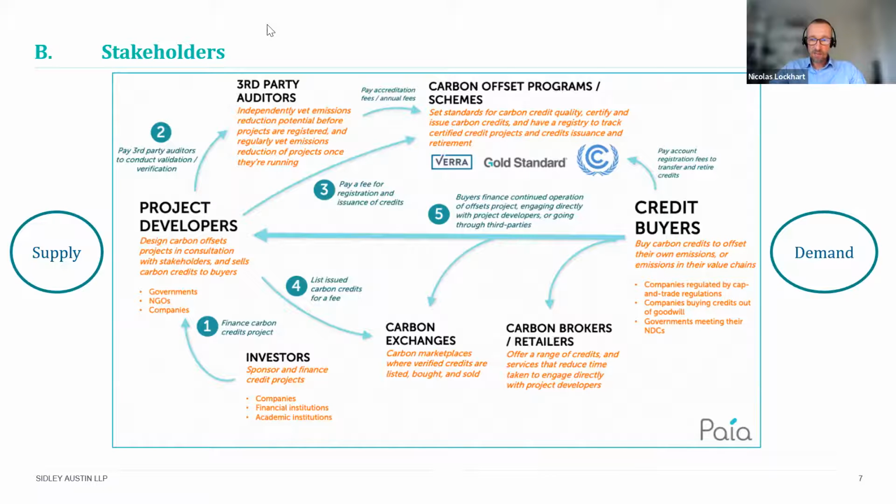So if we start on the left and we put ourselves in your shoes as the youth ecopreneurs interested in developing a project, you come up with an idea for a project that would involve some saving of emissions. So reducing emissions, removing emissions, or avoiding emissions. And you decide that you want to go down the road of trying to develop that project and turn the idea into offset certificates. So how would you go about that? And who would be the other stakeholders that you would have to engage with?